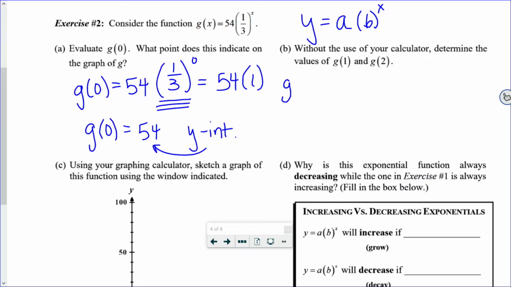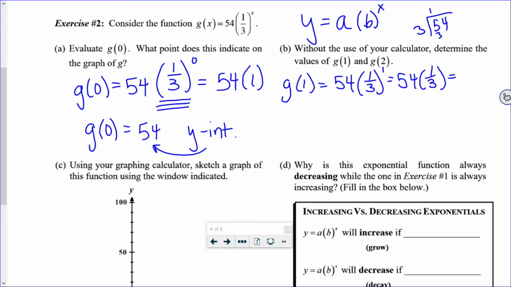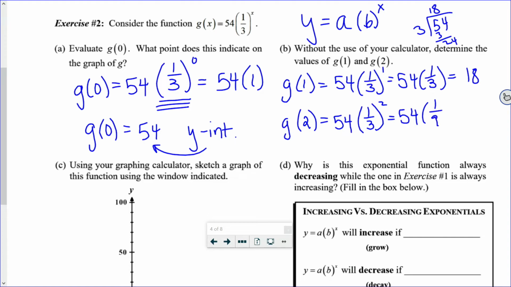So, simple enough. g of 1 is going to be 54 times 1/3 to the first, so that's just 54 times 1/3, or better yet, it's 54 divided by 3, which is going to be, let's see, oh yeah, okay, it's 18. g of 2 is going to be 54 times 1/3 squared, and that's going to be 54 times 1/9, and that's equal to 6.